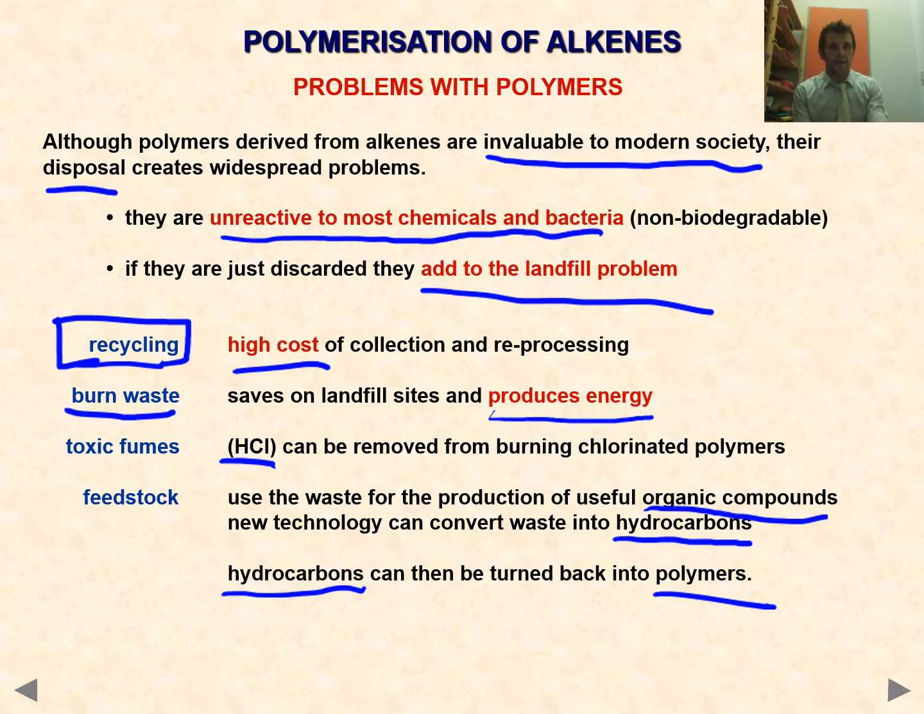And then lastly, we've got feedstock. Basically, feedstock is a way of chemically recycling. The old way of recycling would be to just break them down into a liquid and then reform them, maybe repurpose them. With feedstock, we're using other organic compounds and new technology to take these and turn them back into hydrocarbons. And when they're back into hydrocarbons, we can turn those hydrocarbons back into alkenes, and then we can take those alkenes and turn them back into polymers. So this is like the chemical way of recycling. This is more feasible, but it's also pretty expensive.